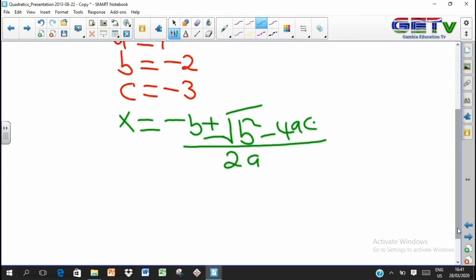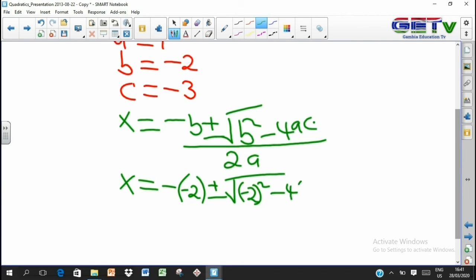And that will give x equals, what is the value of b? You can see right away that it's negative 2. And that will give us negative, because the formula is already having a negative sign in front of the bracket, negative 2 plus or minus the square root of, b is having a negative sign. This time around we put it in a bracket, then minus 4 times a, which is 1, and c, which is negative 3, all over 2a, meaning 2 times 1.